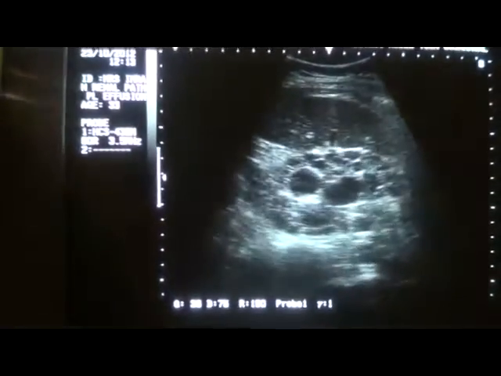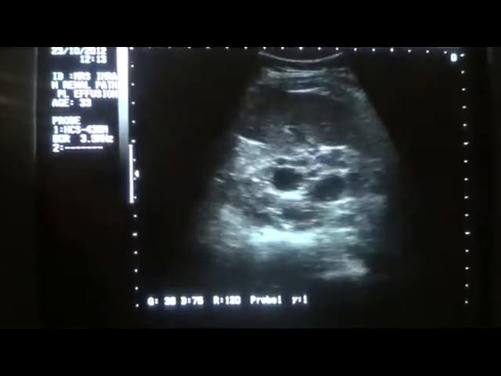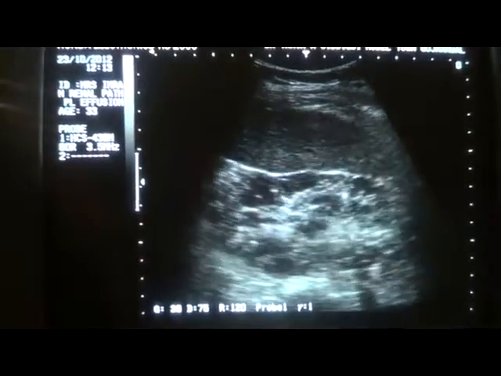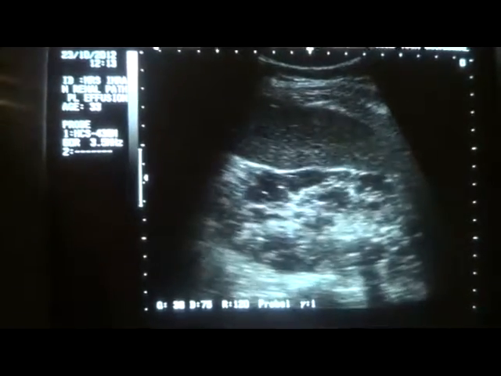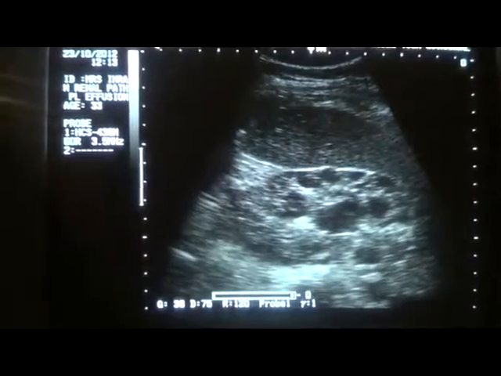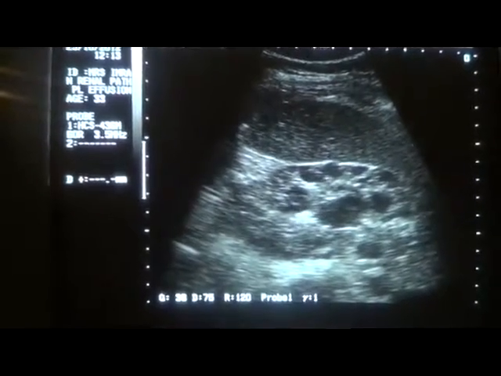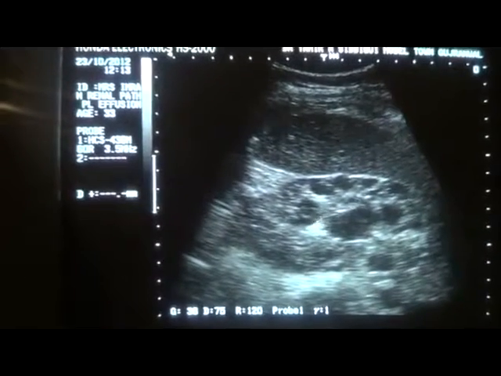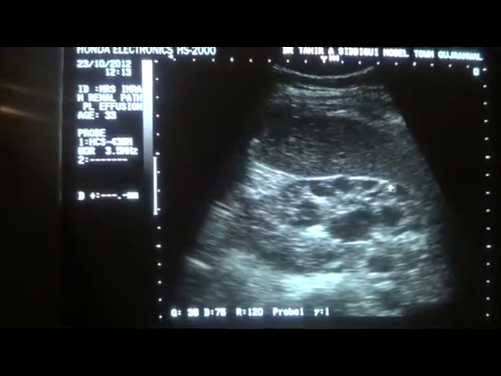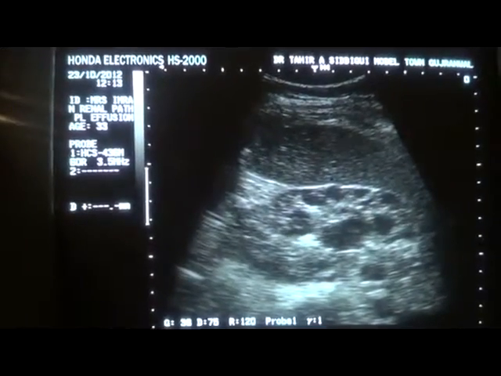This is the upper pole of the left kidney, and you can see that there are numerous uncountable non-communicating cystic areas with calcifications between them. This is a calcified area, and the walls of the cysts are shaggy. None of the cysts is communicating with each other.